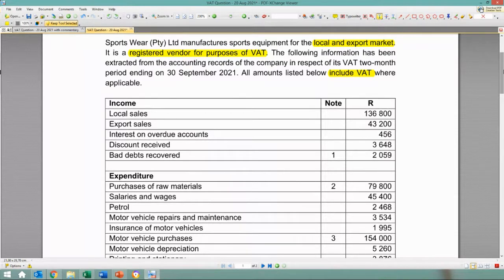Now we have to look at what's input and what's output VAT. What we said is any income, any revenue would generally go to output. So we know this would relate to output VAT. When we do our calculation, we can enter this information in our output column. But now we have to look at what type of supply we have. For local sales, they do not give you any further information. There are no additional notes, so we know this is standard rated.